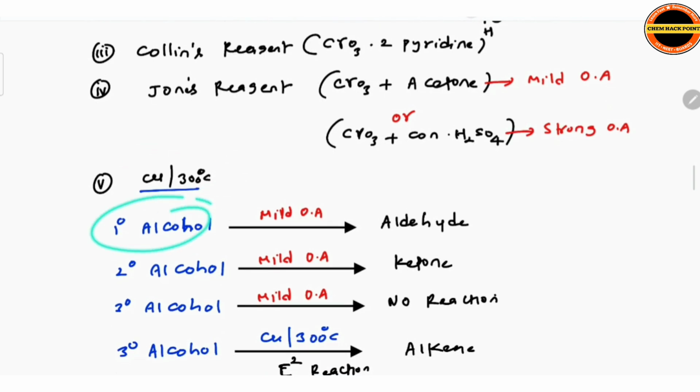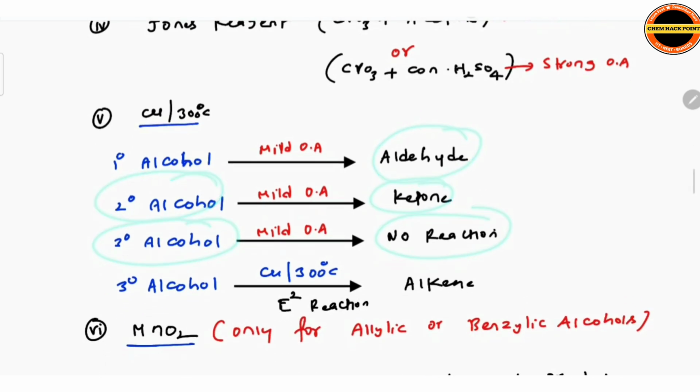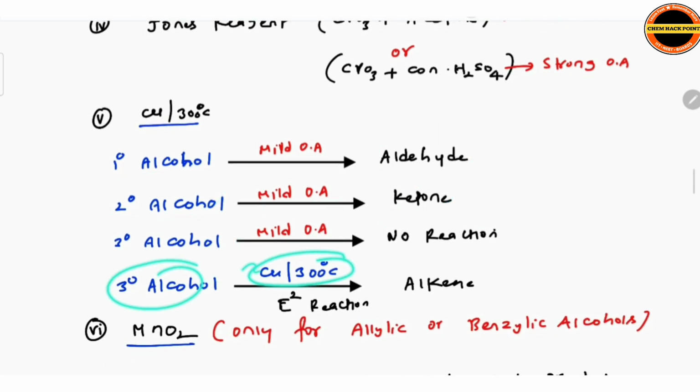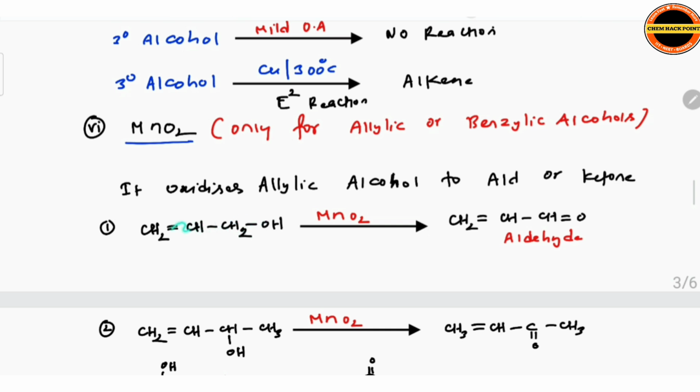Primary alcohol with any mild oxidizing agent gives aldehyde. Secondary alcohol gives ketone. Tertiary alcohol, you get no reaction here. But tertiary alcohol with Cu at 300 degrees Celsius, an elimination reaction occurs and alkene is formed. MnO2 is used only for allylic and benzylic alcohols. It oxidizes allylic alcohol to aldehyde or ketone. For example, see, the allylic position is this particular group, next to the double bond carbon.